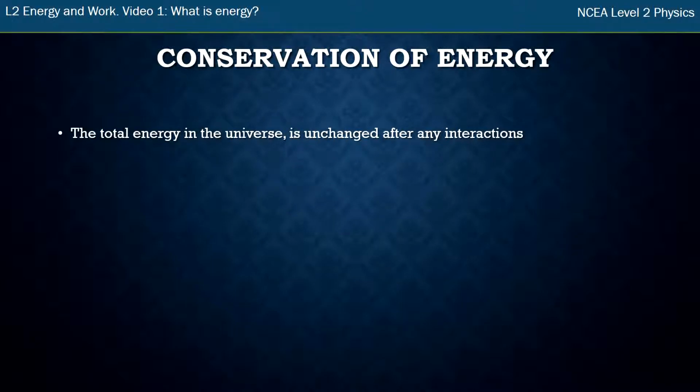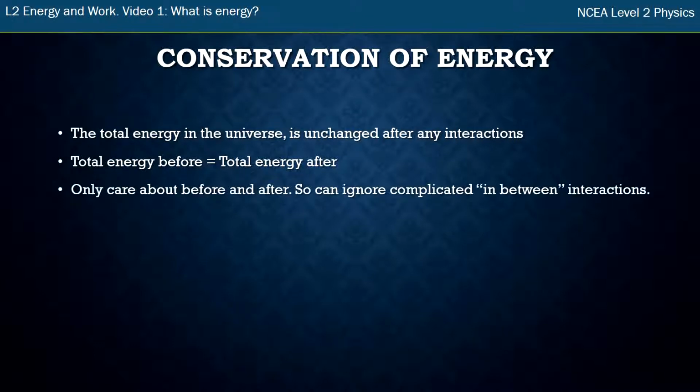Basically this says that the total energy in the whole universe is unchanged after any interaction. Or another way that you might have seen this is that the total energy before is equal to the total energy afterwards. And that's really important, that we only care about the before and after. Often interactions can get complicated in the in-between, and the great thing about energy is it only cares about the before and the after. That allows us to ignore some complicated in-between interactions.